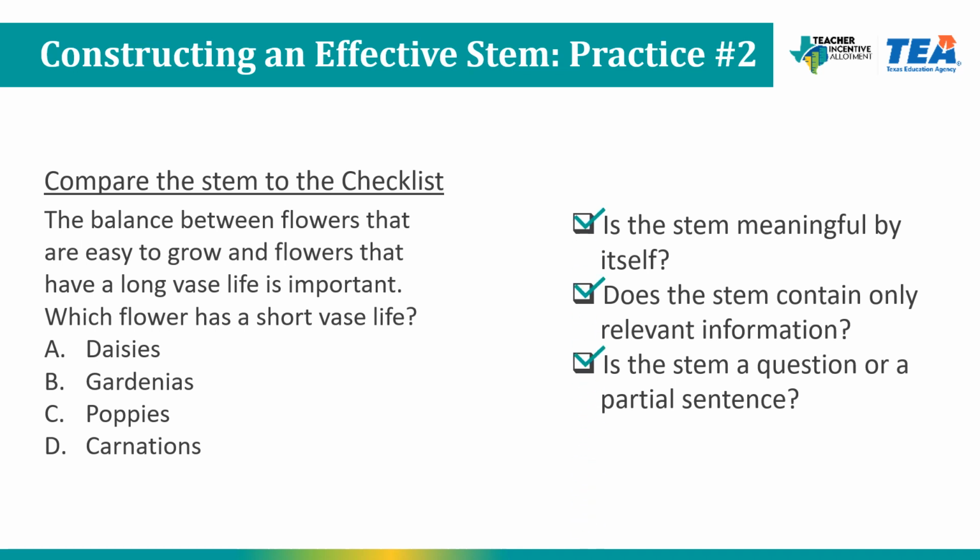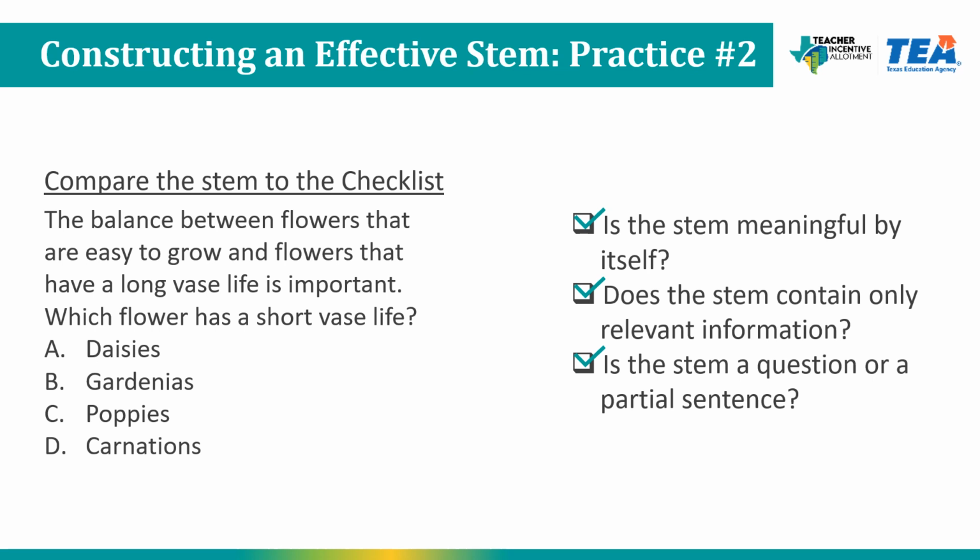Note that this is a modified version of practice question 1. When modifying a question, it is crucial to pinpoint the specific knowledge students need, aligning with the cognitive verbs depth of knowledge discussed earlier. Consider revising a question like, the balance between flowers easy to grow and those with a long vase life is important. Which flower has a short vase life?